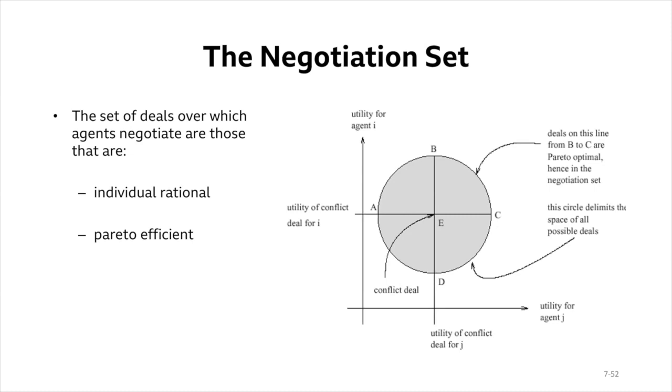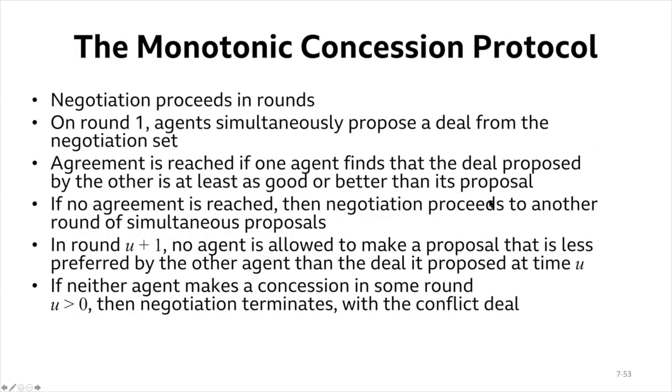Okay, so the next question is, how much should you concede? Agent J at this point knows, okay, it's my turn to make a concession. How much should I concede? Should I, for example, concede all the way down to here? Well, that's crazy. That makes no sense whatsoever. The Zeuthen strategy says you should concede the smallest amount so that on the next round, it is the other agent's turn to make a concession.